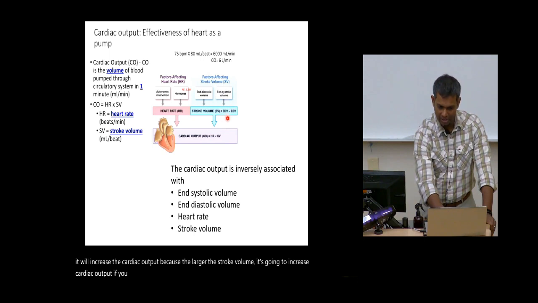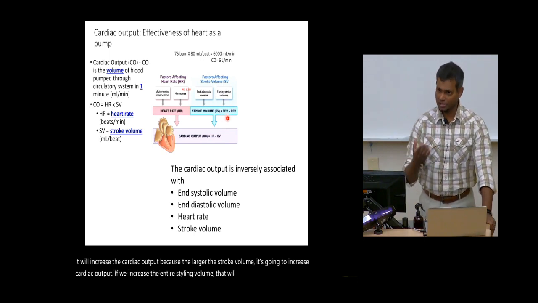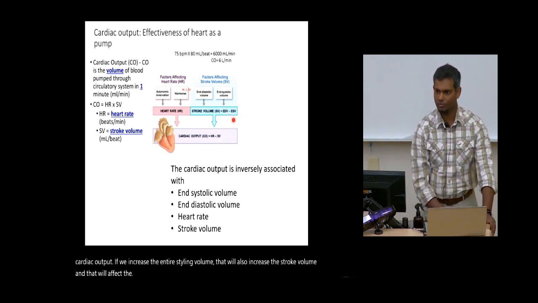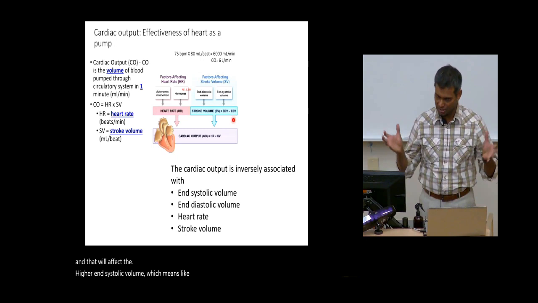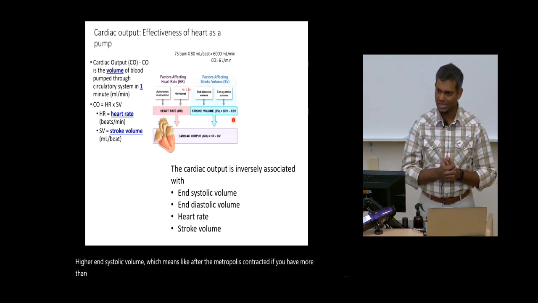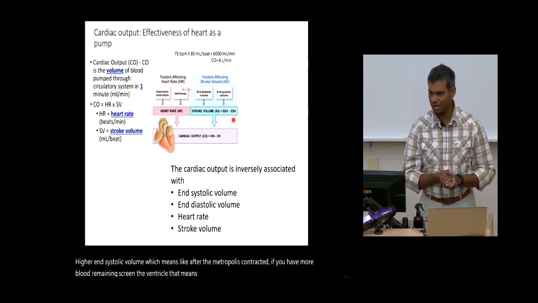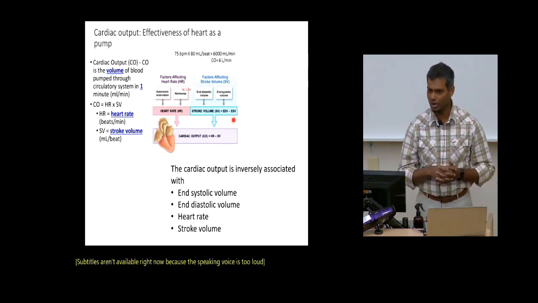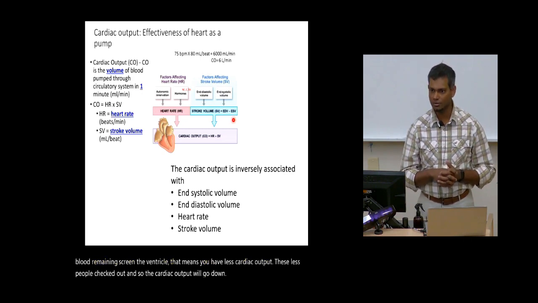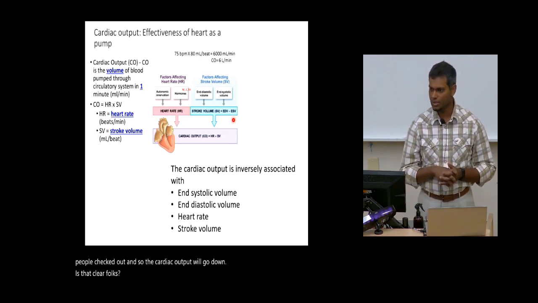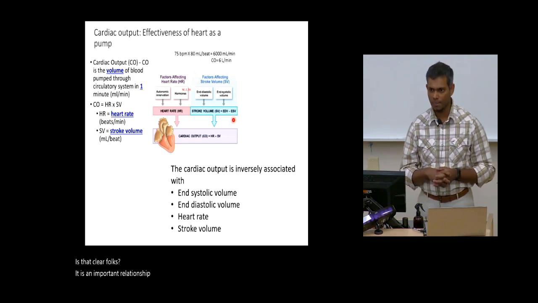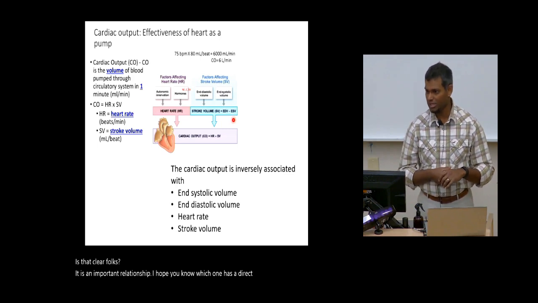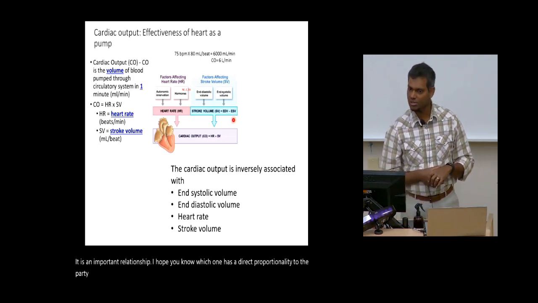If you increase the end diastolic volume, that will also increase the stroke volume and thereby affect the cardiac output. But if you have a higher end systolic volume, which means after the ventricle has contracted, if you have more blood still remaining in the ventricle, that means you have less cardiac output. It means less blood is being ejected out, and so the cardiac output will go down. Is that clear, folks? Right, so this is an important relationship. I hope you know which one has a direct proportionality to the cardiac output versus the inverse proportionality.